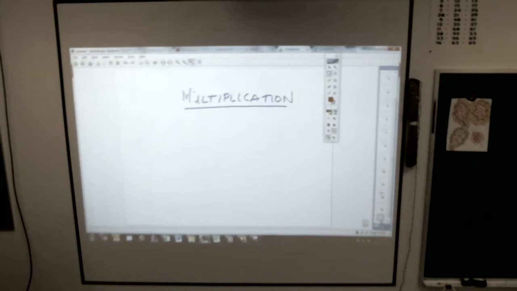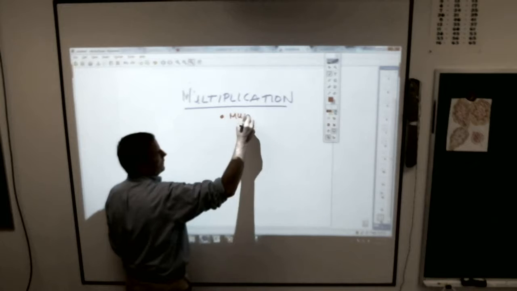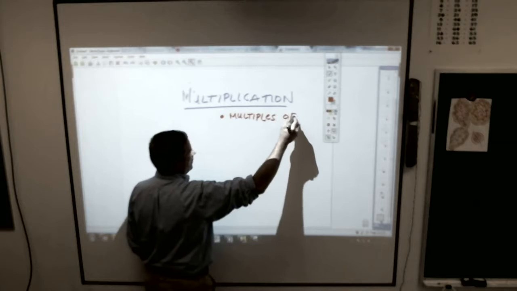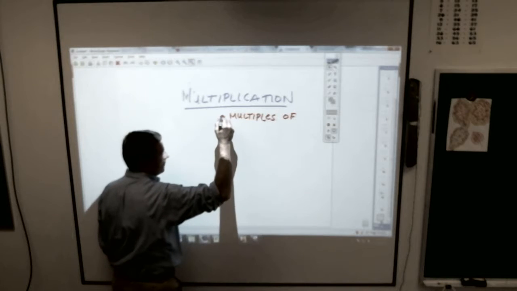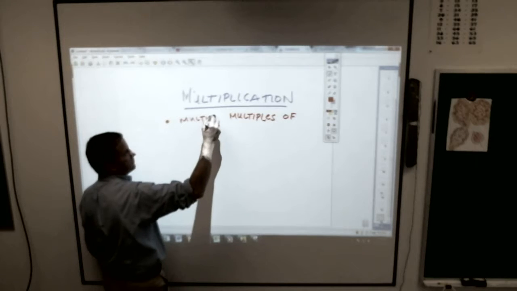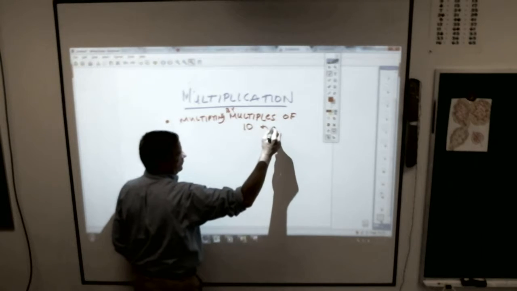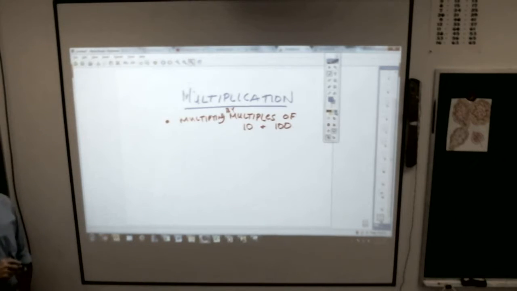This is multiplication. Looks like you've got at least 2 already. This one, the little subheading, is multiples of, I guess it should be multiplying by multiples. This is the nice thing about this little board. Multiplying by multiples of 10 and 100. And the little subheading means absolutely nothing to you unless you know what multiples of 10 and 100 are.